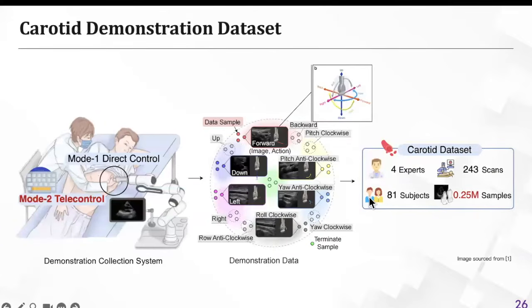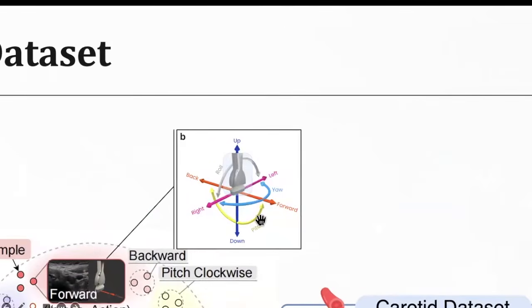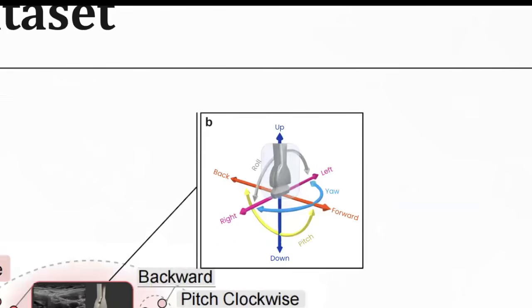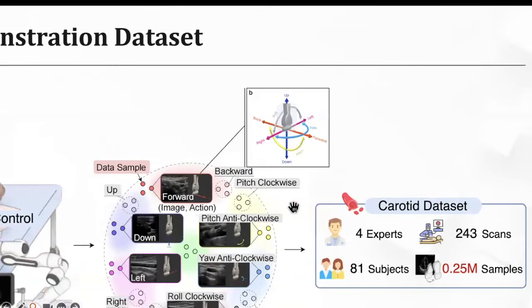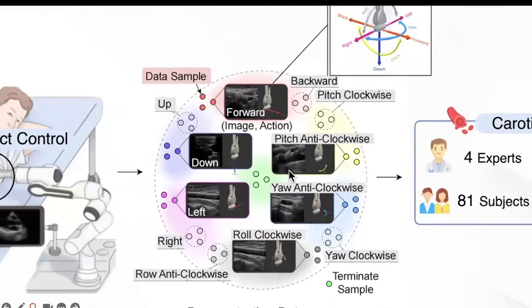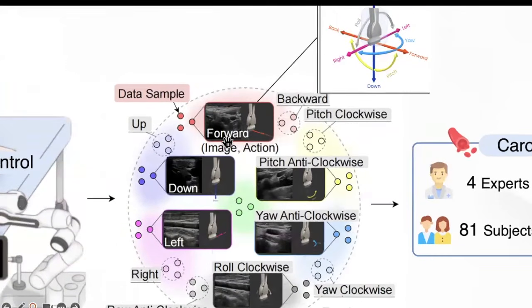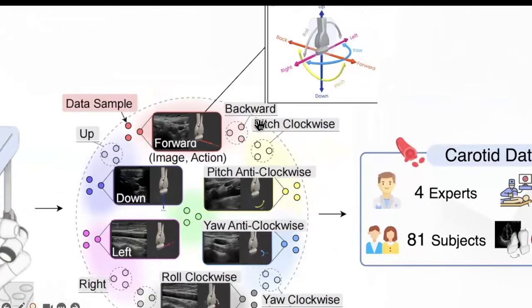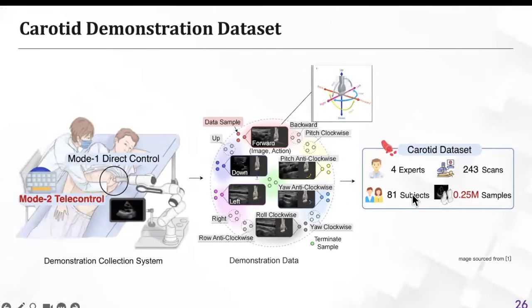Well, for the carotid artery, we discretize the action space, which means the probe has 6 degrees of freedom, and in each degree we have two directions. Like in this axis, the probe can move right or move left. So during the data collection we collect discrete actions. As the diagram in the middle shows, our sample contains an image and its corresponding adjustment actions. The final data set includes 81 subjects, totaling 0.25 million samples.